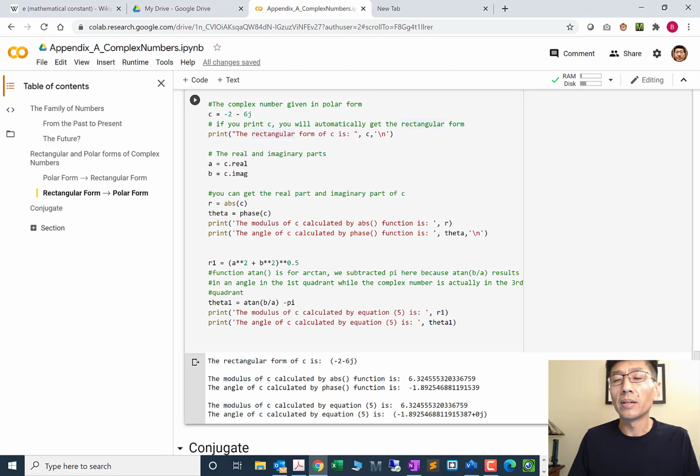I may add other parts. There are other aspects to complex numbers, but today these are the 3 parts of the video I want to record. That's it.